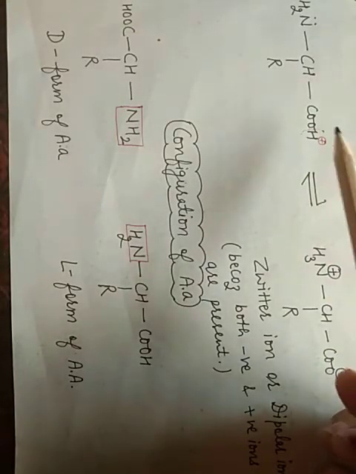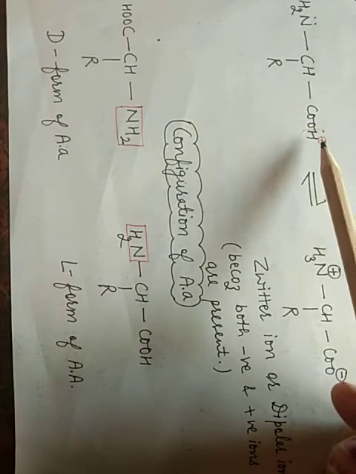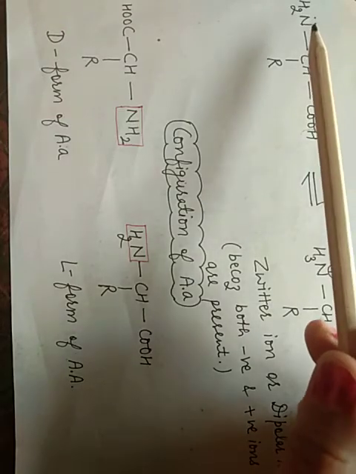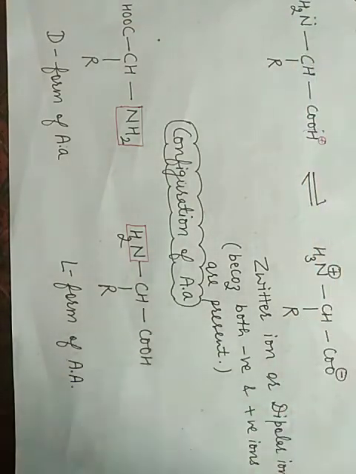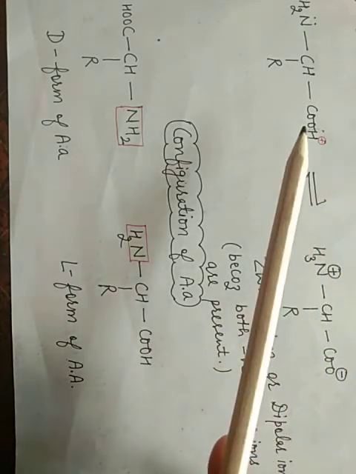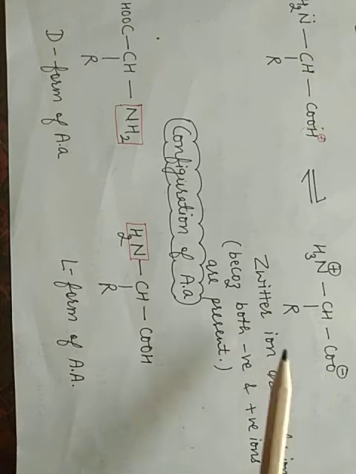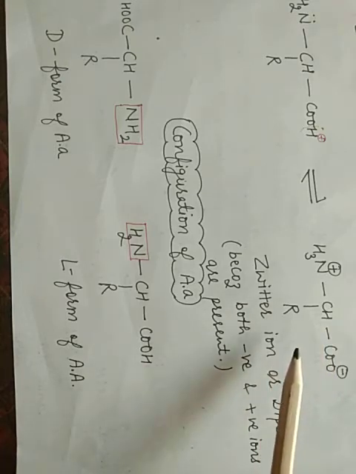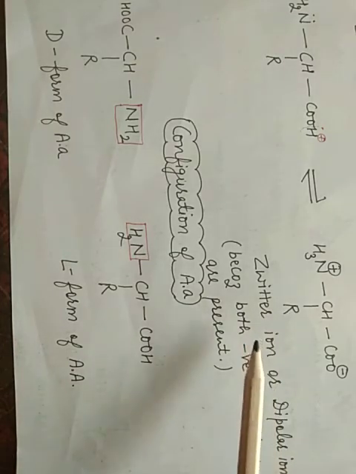In this alpha amino acid, the COOH group releases H positive ion, and this H positive is attacked by the lone pair of nitrogen, and it will form NH3 that has a positive charge, and it will form COO with a negative charge. So in this structure, both positive and negative charges are present. So its name is dipolar, means two poles. One is positive, another is negative, and the dipolar ion is also called a zwitter ion.